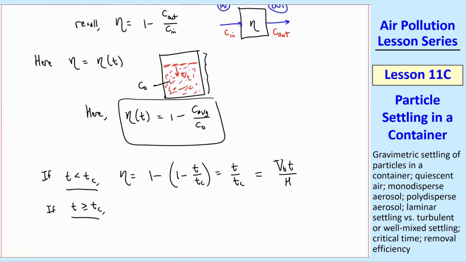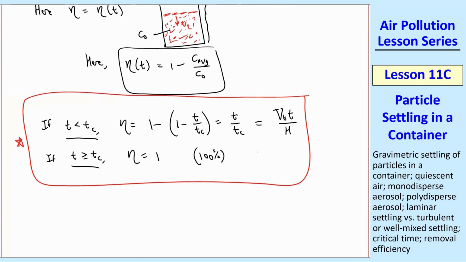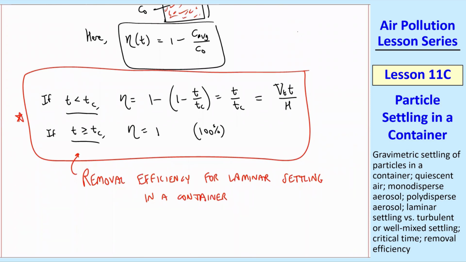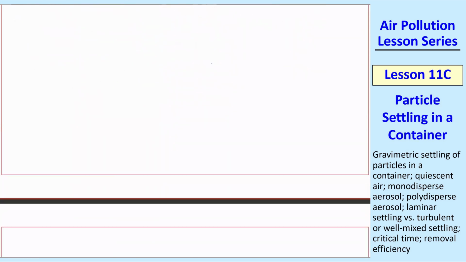If t is greater than or equal to tc, eta is 1, or 100%, because all of the particles have been removed. Remember, this is a removal efficiency, so 100% means all the particles have been removed. So this is the removal efficiency for laminar settling in a container, and it's a two-piece equation because once it hits critical time, then it's 100% from there on. Let's do an example problem.